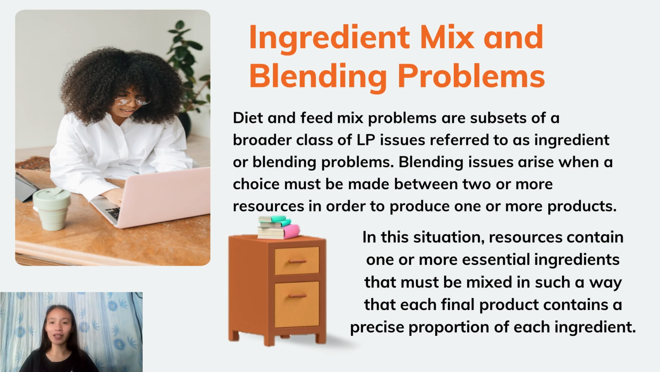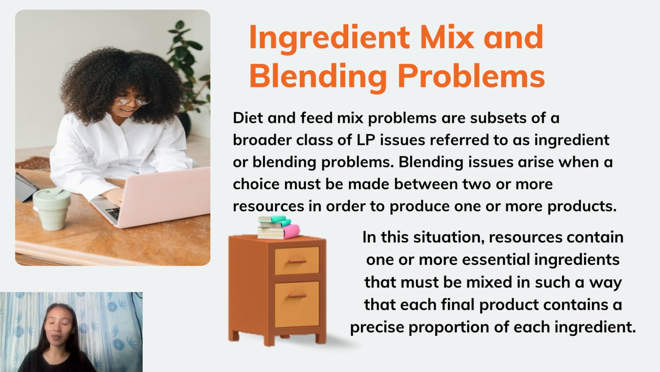So our second topic under the ingredient blending application is the ingredient mix and blending problems. Diet and feed mix problems are subsets of a broader class of linear programming issues, referred to as ingredient or blending problems. Blending problems arise when a choice must be made between two or more resources in order to produce one or more products. In this situation, resources contain one or more essential ingredients that must be mixed in such a way that each final product contains a precise portion of each ingredient.